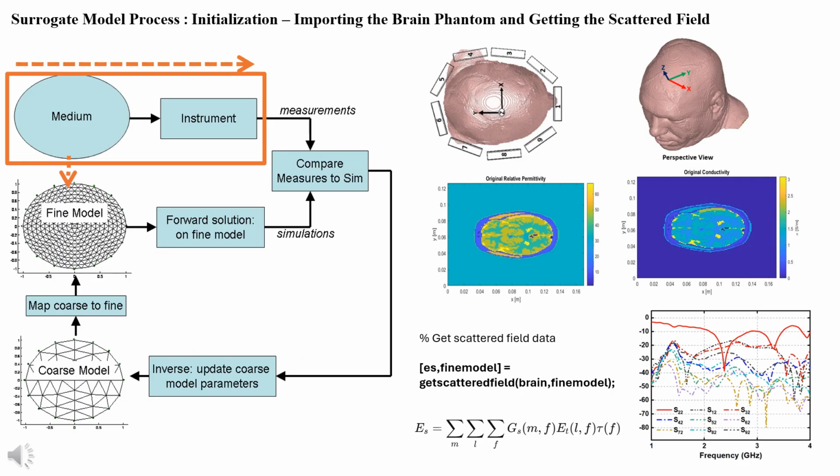In the first step of the surrogate model, we need the measured signal, which can be obtained from the microwave imaging system or can be done by simulating the full system. Here we propose the totally in silico system.